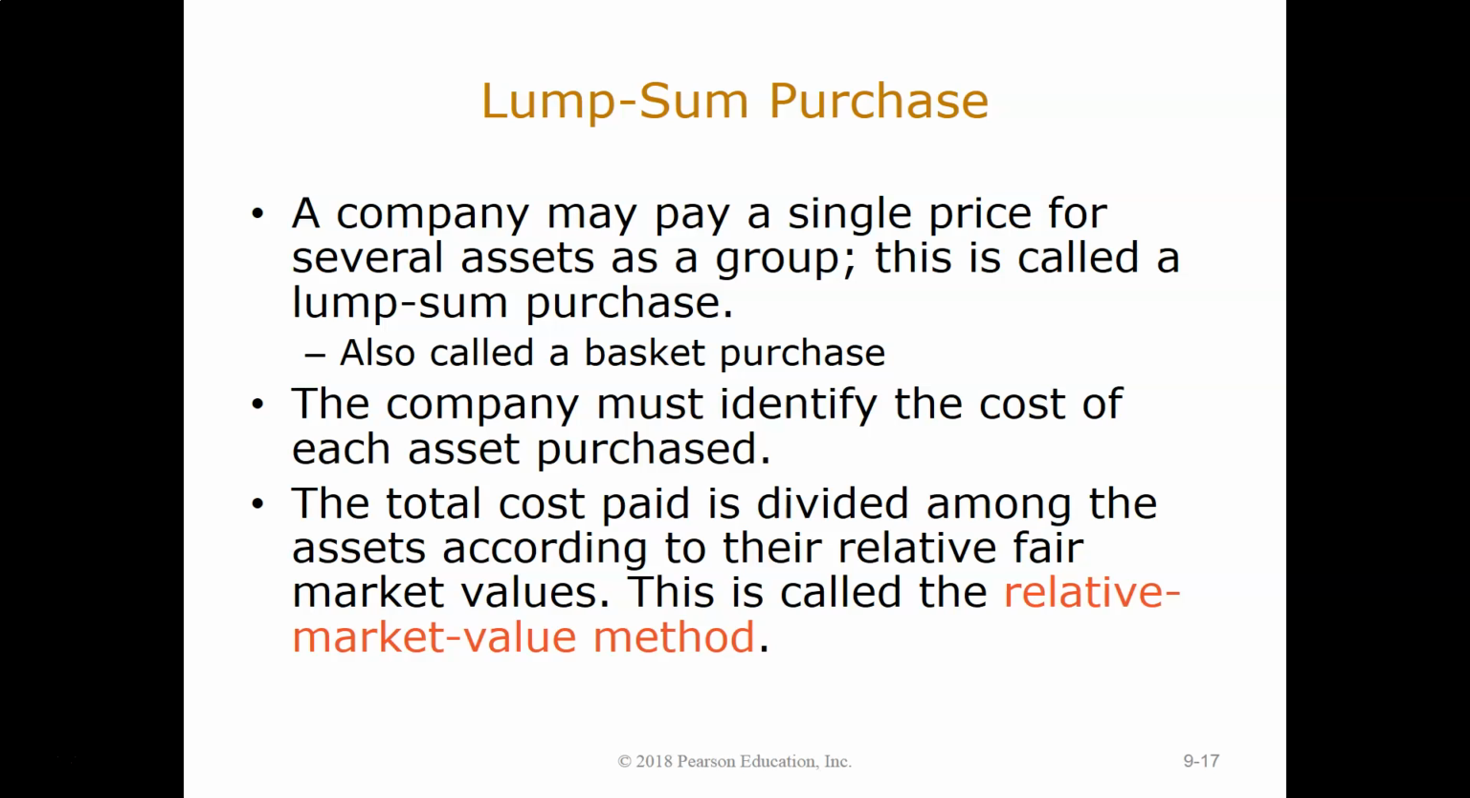However, each individual asset in that purchase needs to be recorded separately. You need to debit each asset separately for their price. So if you paid one price for several assets, how much do you debit each asset for? We are going to use what's called the relative market value method to calculate this.